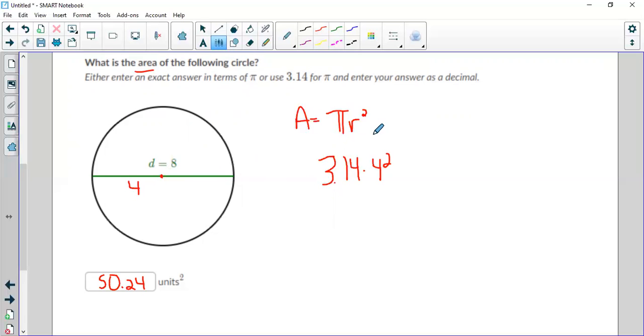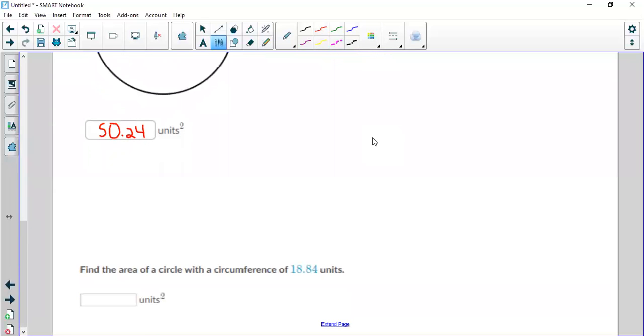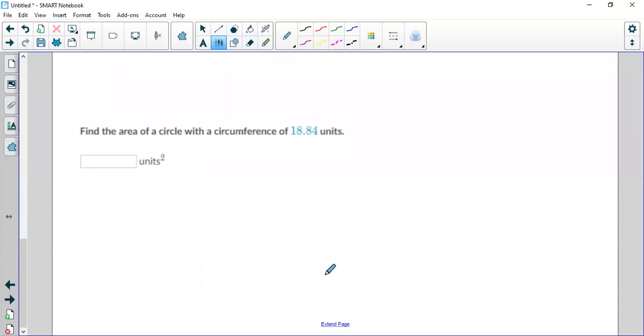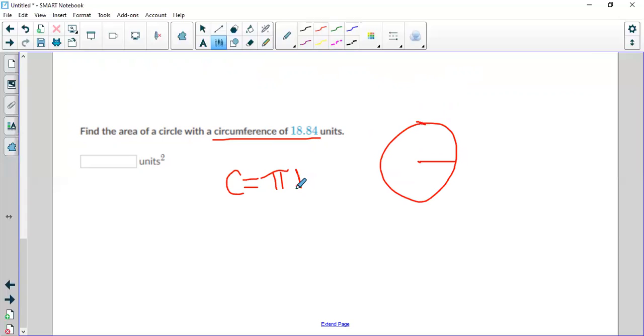That's pretty simple. This gets a little more complicated. Find the area of a circle with a circumference of 18.84. Oh boy, circumference. They're giving me circumference. If this is my circle, circumference goes all the way around. I don't want circumference. I want radius. So if you were here from yesterday, circumference is equal to pi times the diameter.